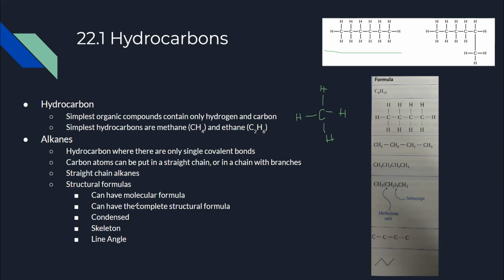structural formula, a skeleton formula, and a line angle formula. This is the molecular formula. This is the complete structural formula. This is the condensed one. And this is a skeleton formula with just carbons. And this is the line angle formula, which is like bare bones, basic. You see the line angle formulas a lot in organic chemistry, which makes organic chemistry kind of hard. And I got slapped in the face with that today.